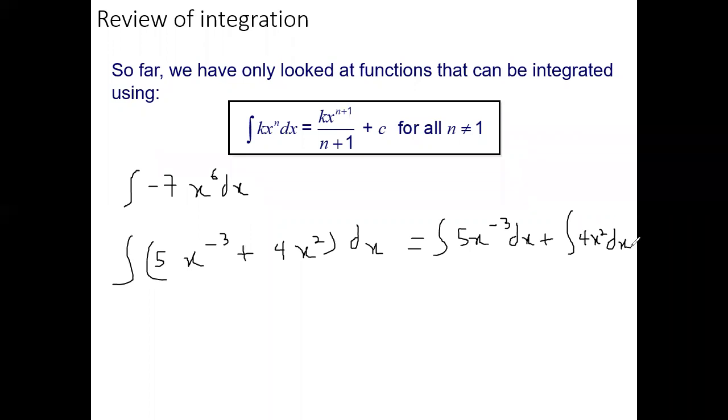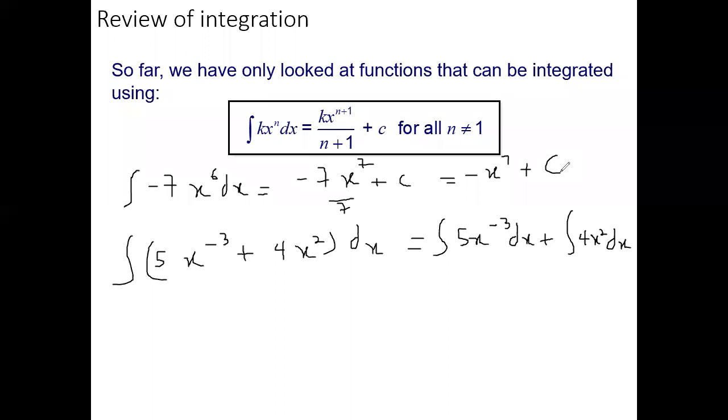So I want to believe you are done with your solutions. For the first one, I expect you to get -7x raised to the power 7 all over 7 plus c. So that can further be simplified as what? -x raised to the power 7 plus c.